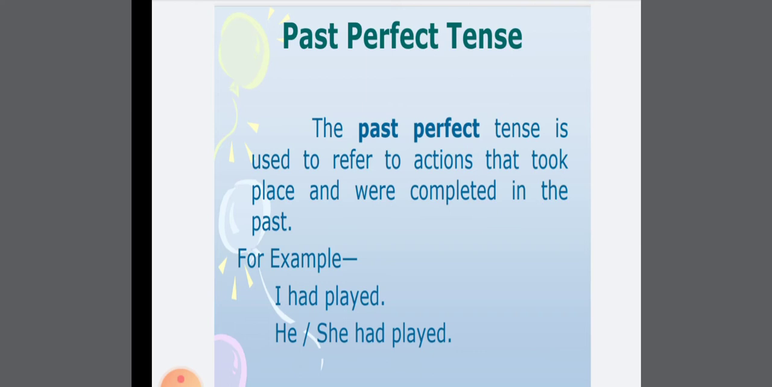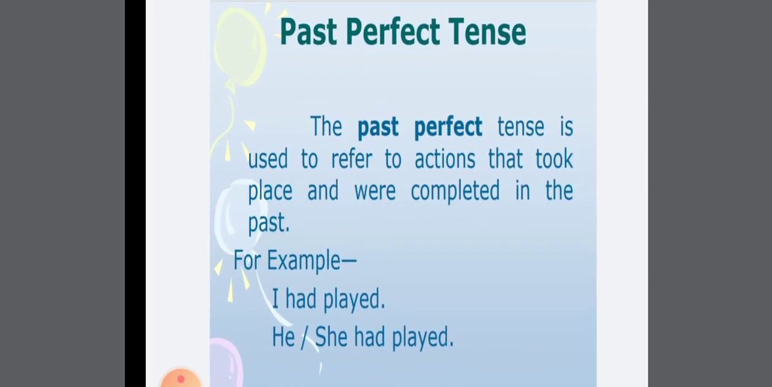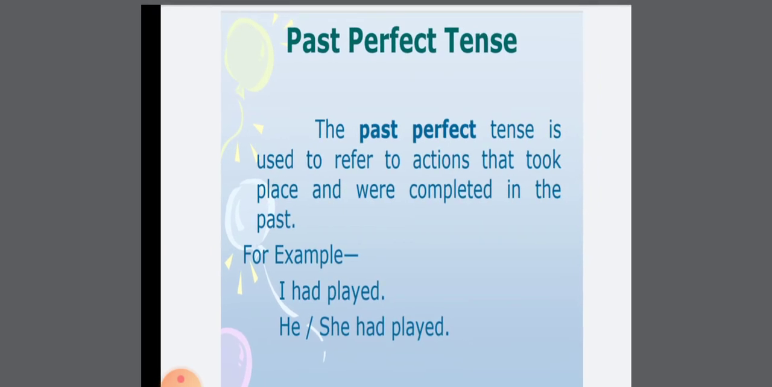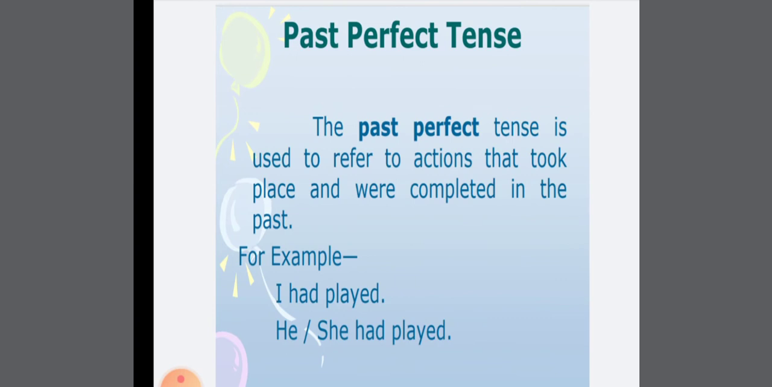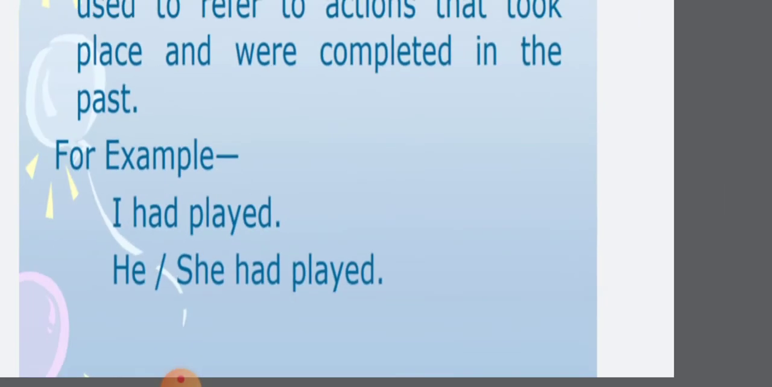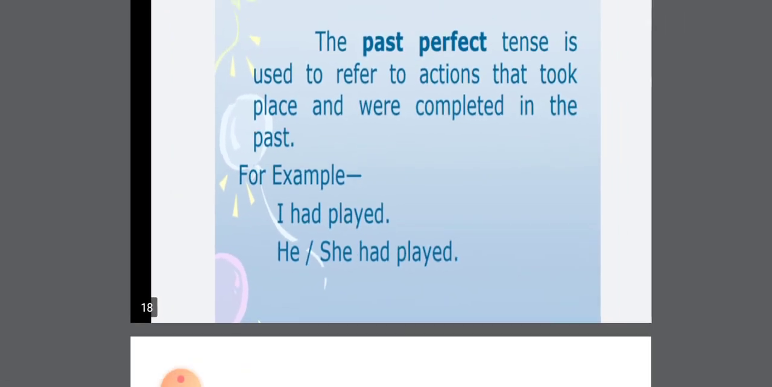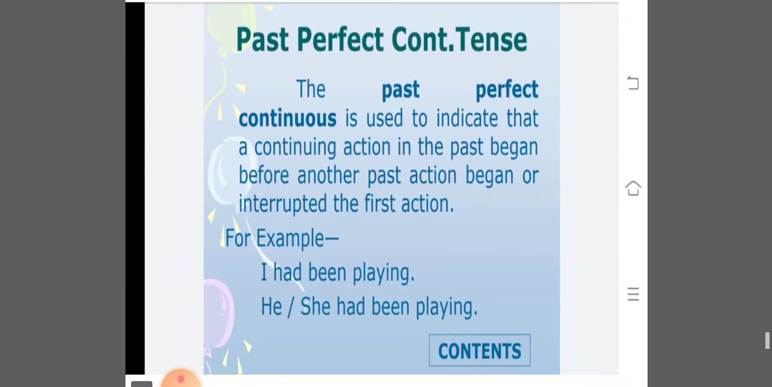For example, that example has not been given here. I can extend this one like: The train had left before I reached the station. The train had left, that action is the earlier past. And later on, after that, what happened? Reaching the railway station. So this is where it is used, like I had played and he, she had played. The same sentence has now been changed to make you understand the form better.